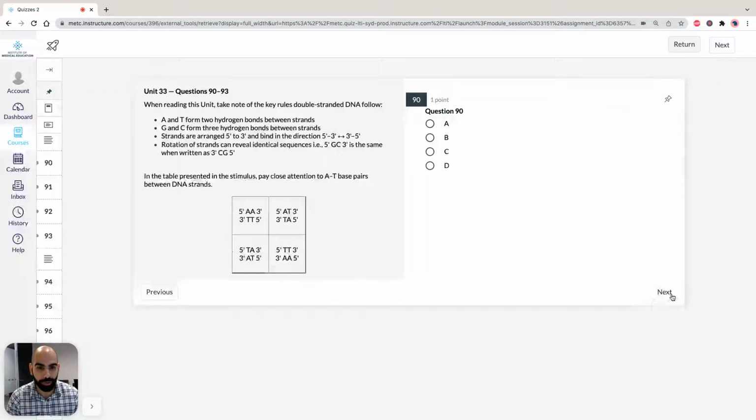Now if we take a look at 91, it says which of the following represents identical double-stranded sequences. So it's the same principle here.